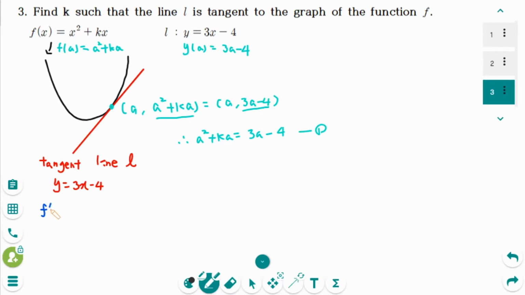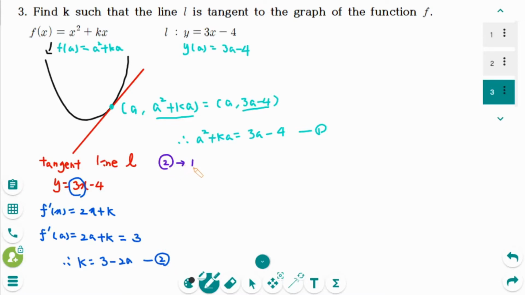Slope of the tangent line is 2x plus k. Then slope of tangent line at x equals a is 2a plus k, which is the same as 3. Therefore, k equals 3 minus 2a. Let this be number 2. Number 2 into number 1. So a squared plus k, which is 3 minus 2a, times a equals 3a minus 4.